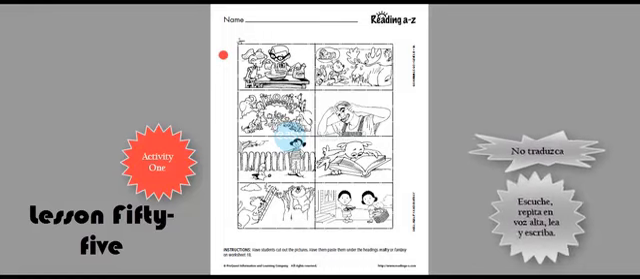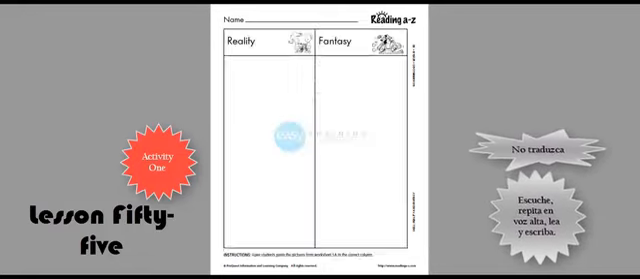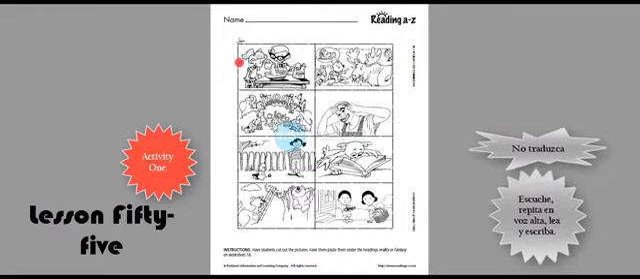Two activities in this lesson, and this is activity number 1. We are going to have 2 worksheets. This is worksheet number 1, and here is worksheet number 2. In worksheet number 1, there are some pictures. 8 pictures.